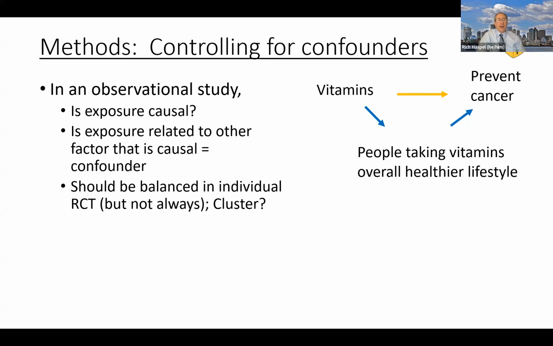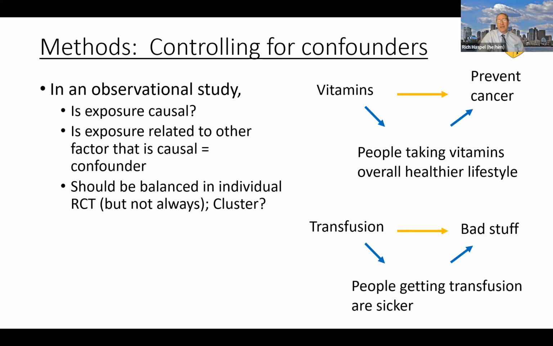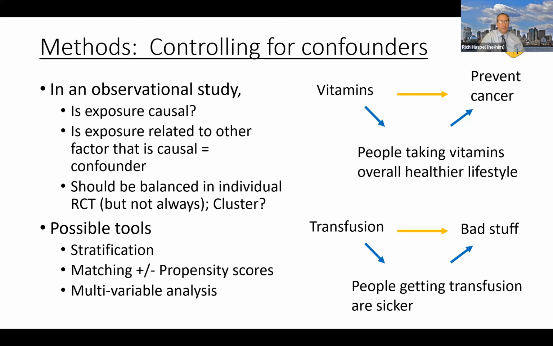And the nice thing about a randomized trial is, in general, it should help balance confounders. But just like anything, especially if it's a small study, there might be imbalances in the groups. And then we'll talk a little bit more about the cluster trials. A good example in transfusion is there's tons of studies out there saying transfusion causes badness. You get transfused, you get cancer, obviously you die. The problem is people getting transfusion are sicker. So there's a huge confounder there, and you'd be surprised how many studies don't control for that confounder.